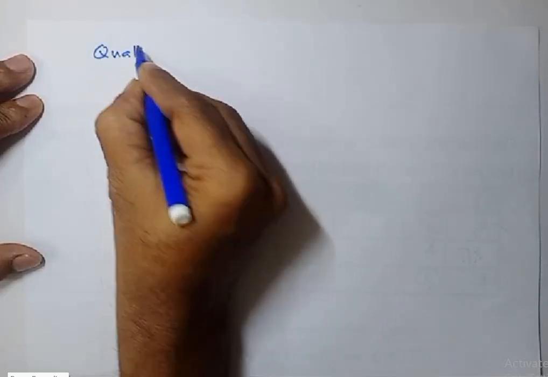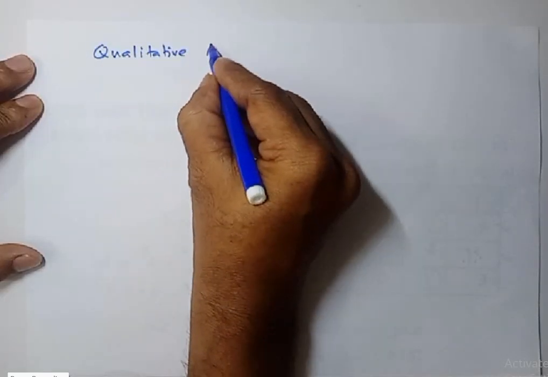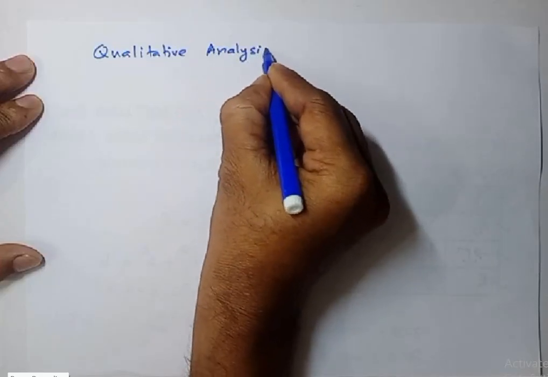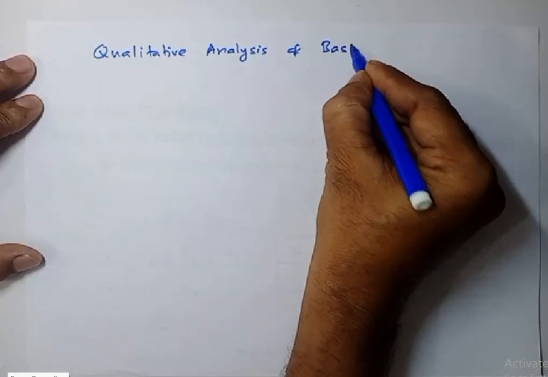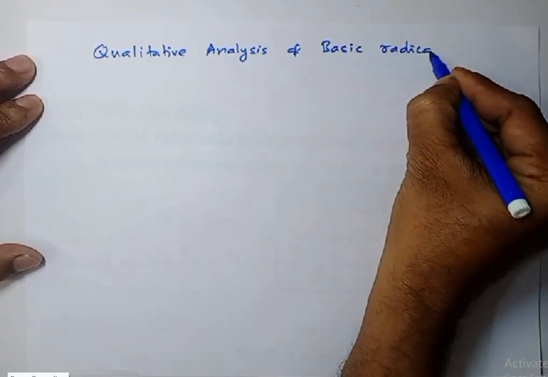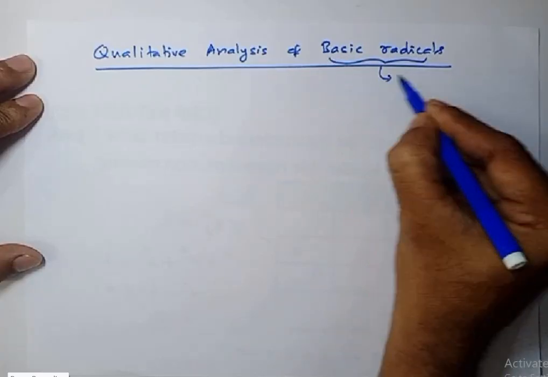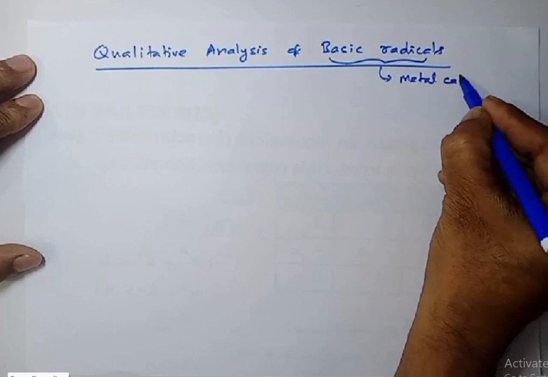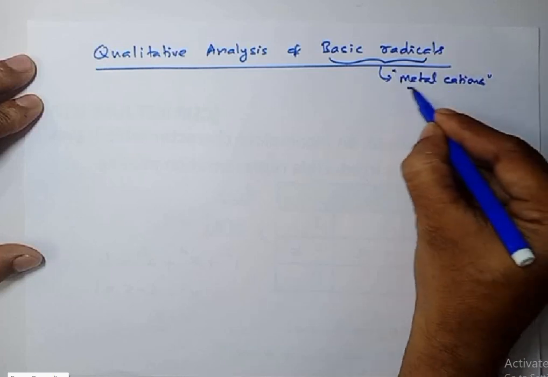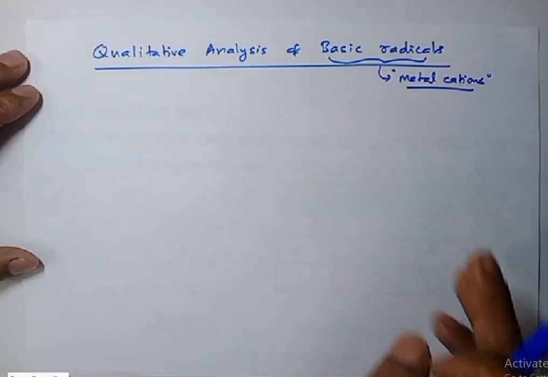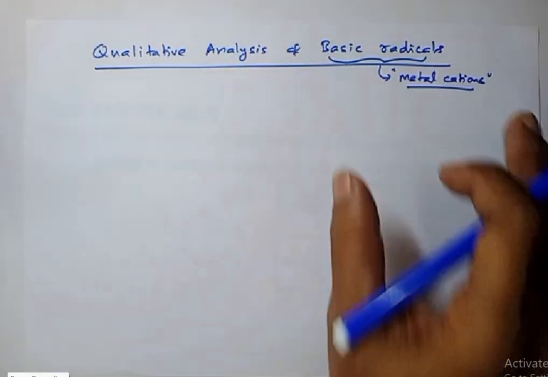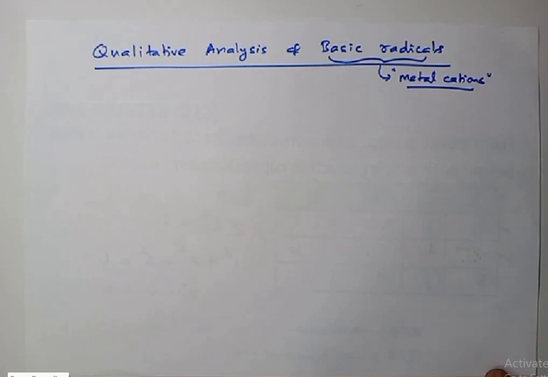Now we'll discuss the qualitative analysis of basic radicals. What are basic radicals? They are nothing but metal cations. Generally, they are metal cations. Even the ammonium ion comes under basic radicals, but generally metal cations are called basic radicals.